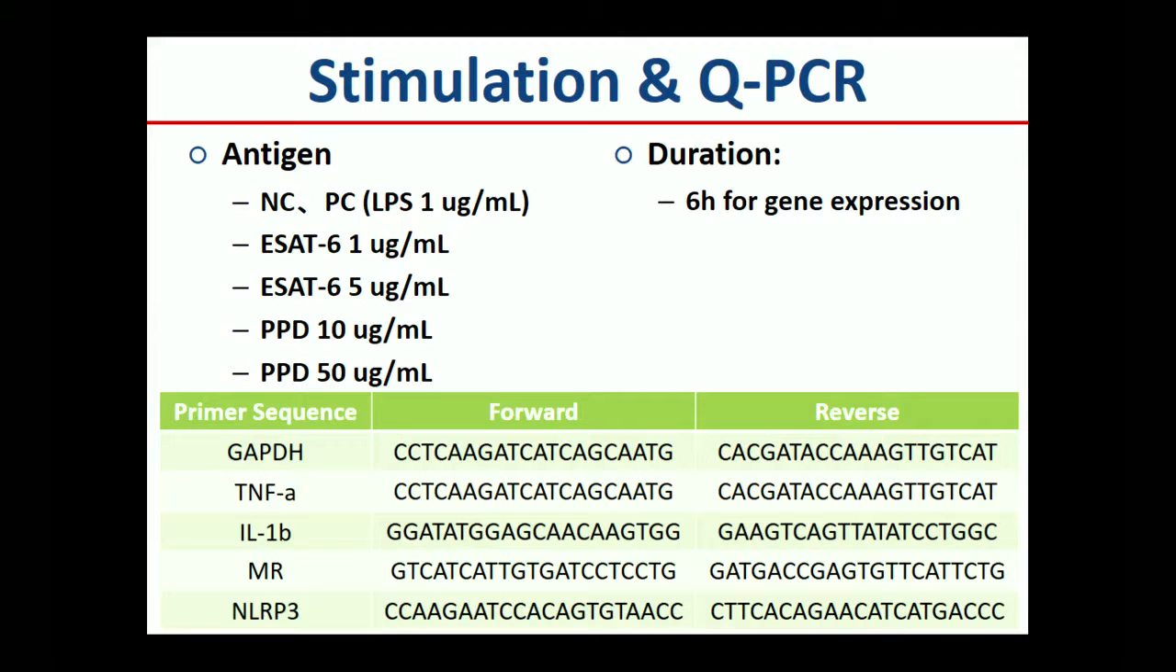The 6-hour stimulation is for subsequent assay of gene expression by qPCR. And the primers used in the qPCR are listed here, and GAPDH is a housekeeping gene. And another culture duration is 24 hours, and this is for the subsequent cytokine assays by ELISA. But I'm sorry, we haven't done the cytokine assay yet.